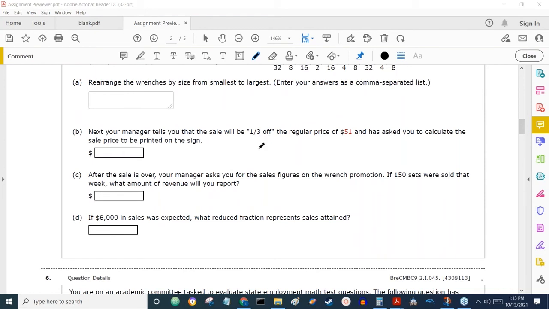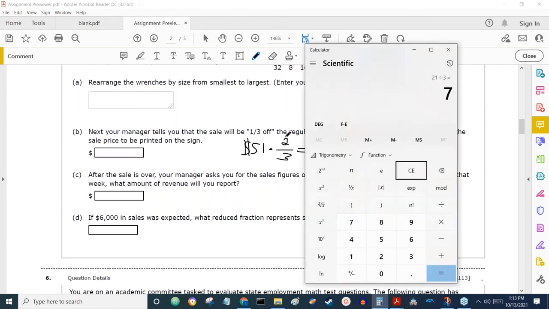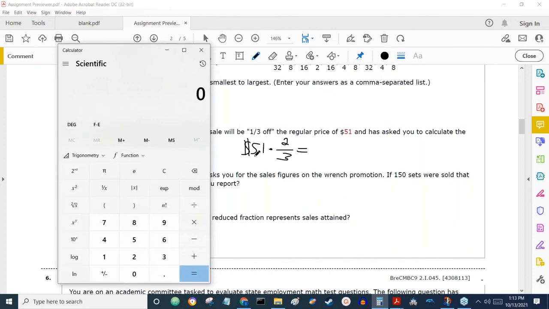Okay, so back over here, this part actually has nothing to do with what's up above. We have the sale means are going to be 1/3 off the regular price of $51. And they ask you to calculate the sale price to be printed. So if you're taking 1/3 off of a product, that means the customer is only paying 2/3, right? So I'm going to multiply this number by 2/3 because 1/3 off of the price means you pay 2/3 of the price. And it's nice and easy to punch in that fraction in a calculator.